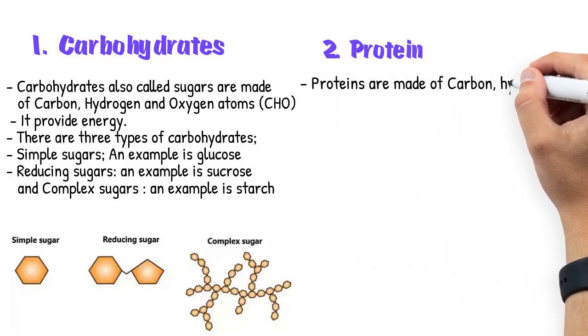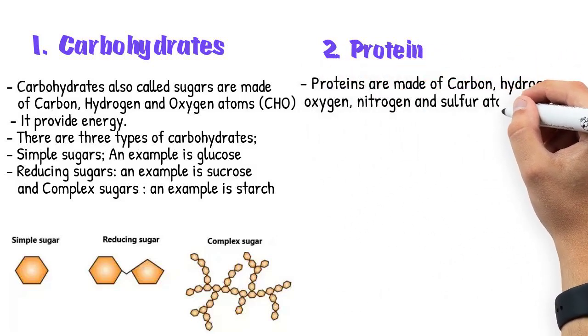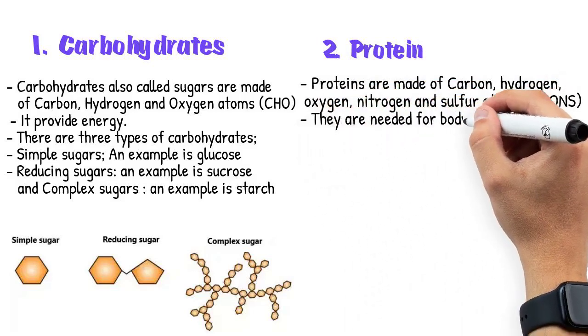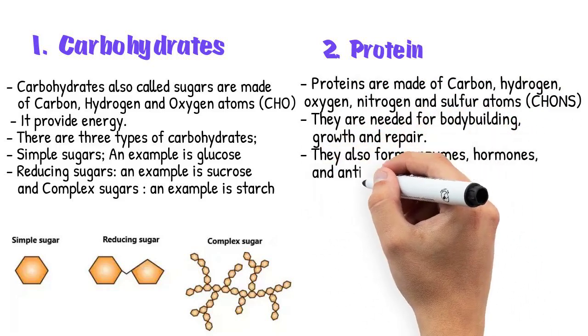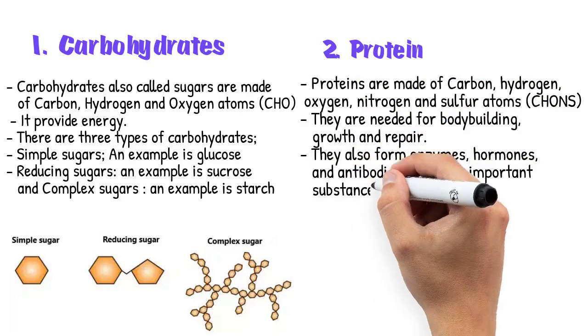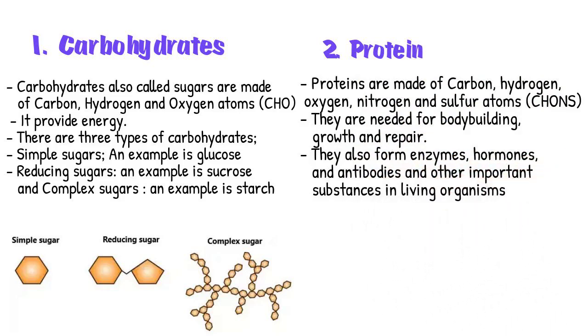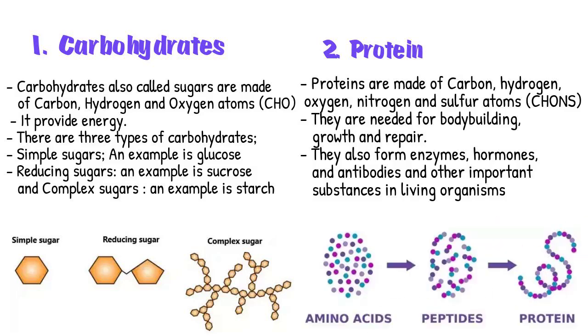Next on the list is protein. Proteins are made of carbon, hydrogen, oxygen, nitrogen, and sulfur atoms. They're needed for bodybuilding, growth, and repair. They also form enzymes, hormones, and antibodies, and other important substances in living organisms.